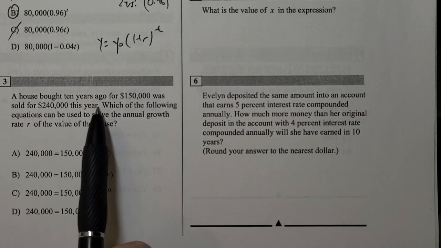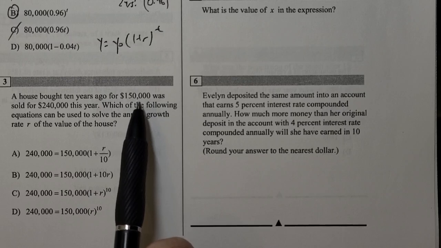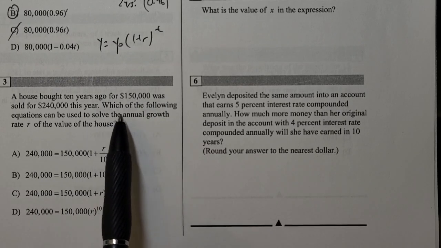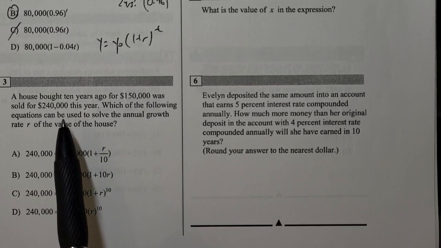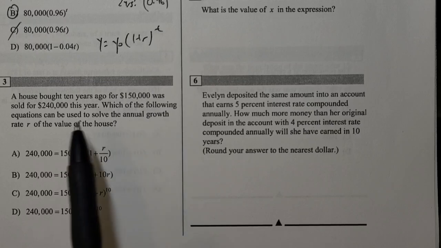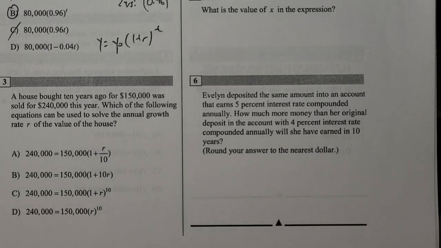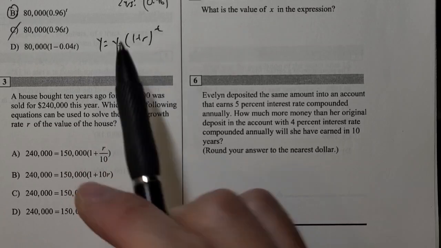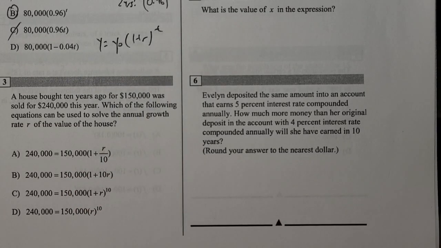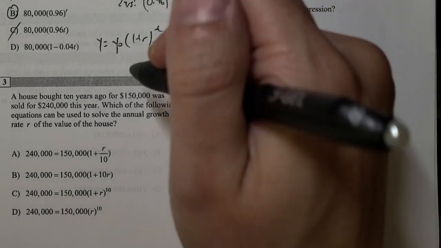Okay, a house bought 10 years ago for 150k was sold for 240k this year. Which of the following equations can be used to solve the annual growth rate R of the value of the house? Okay, so again, I don't know the formula. It's probably this formula over here, some variation of it. Again, I don't know it though, so let's use the technique that I've been doing so far.